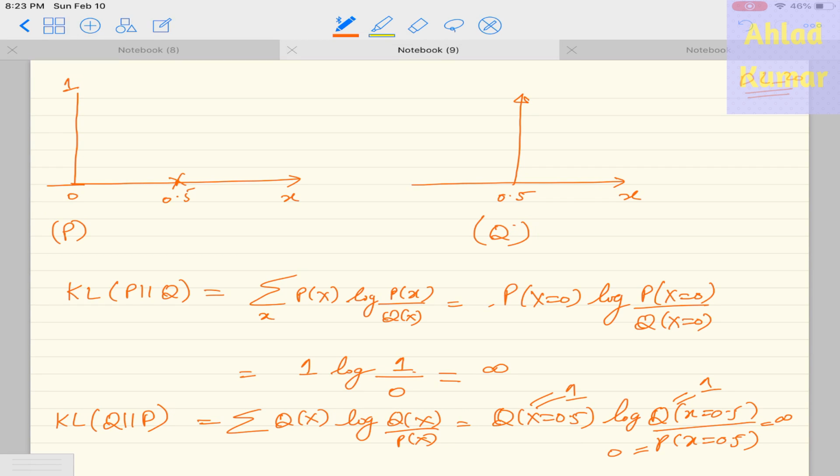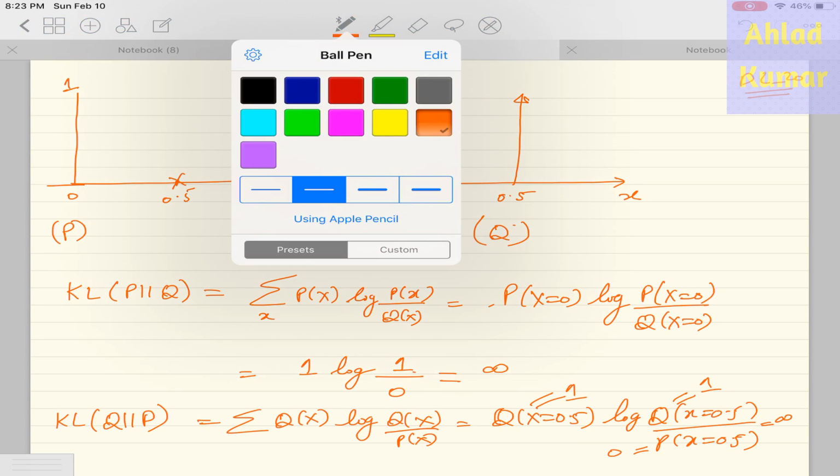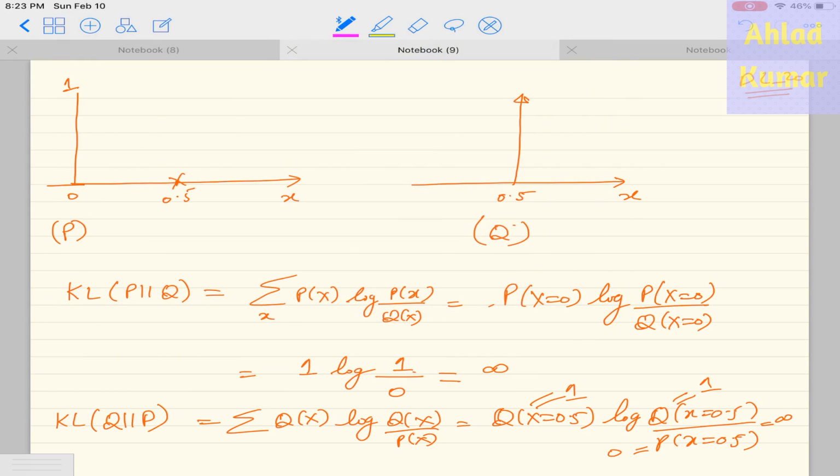What observation can you see from here? The observation is that if the two probability distribution functions have no overlap, there is a chance that your KL divergence will blow up, as you can see. This is one probability distribution and there is no overlap of this with the other, so there is a high chance that the KL divergence, when evaluated, will give you infinity.